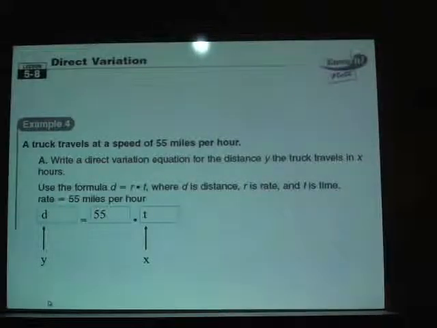How do I know it's the rate? Because it says miles per hour. Miles per hour is a rate, so it's only logical that that 55 has to be the rate in the formula. D and t, I don't know.